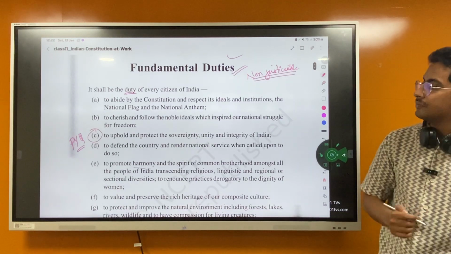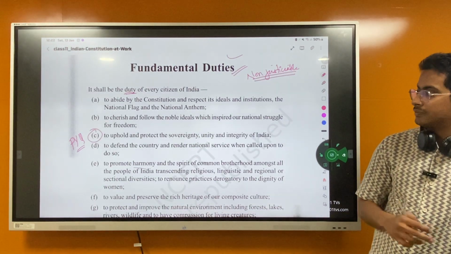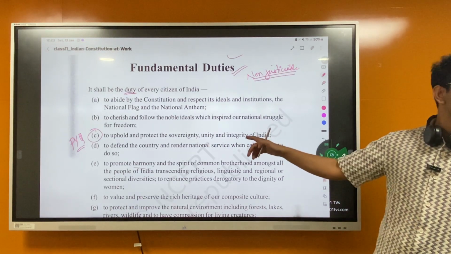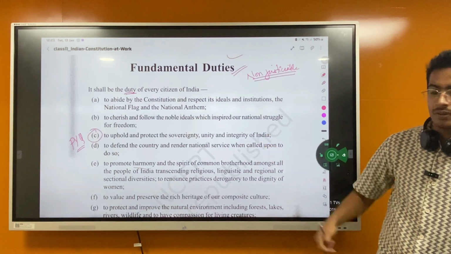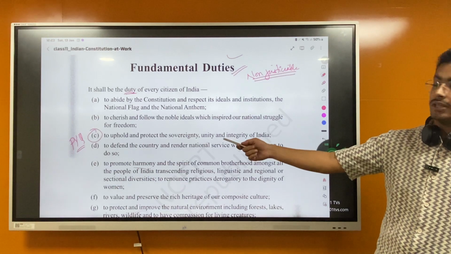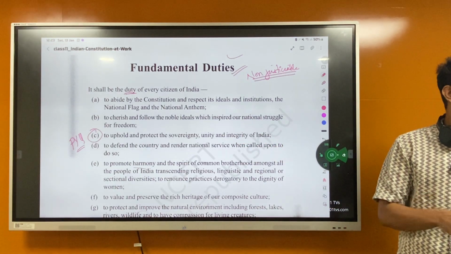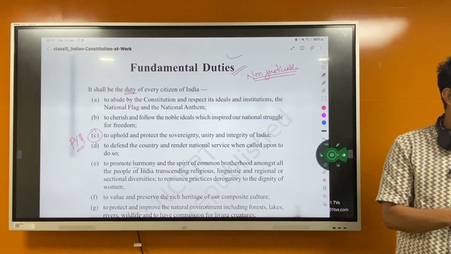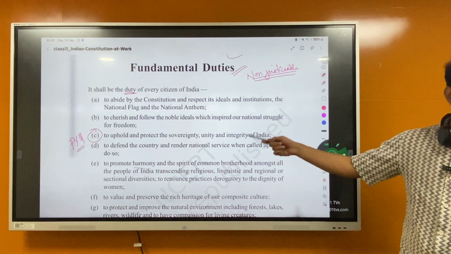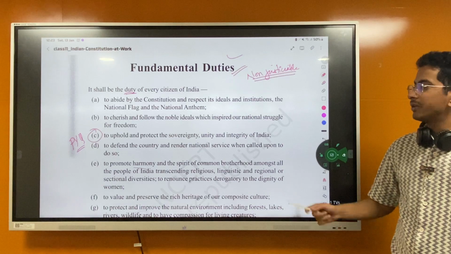Next. To cherish and follow the noble ideals which inspired our national struggle for freedom. Next. To uphold and protect the sovereignty, unity, and equality. This has been asked in a previous year question in prelims. They have given the statement and asked whether it belongs to the preamble, fundamental duty, DPSP, or fundamental rights. So you have to remember. It's a list of some 10 or 12, you have to learn it by heart. It will take time, but slowly we have to learn all these things by heart.